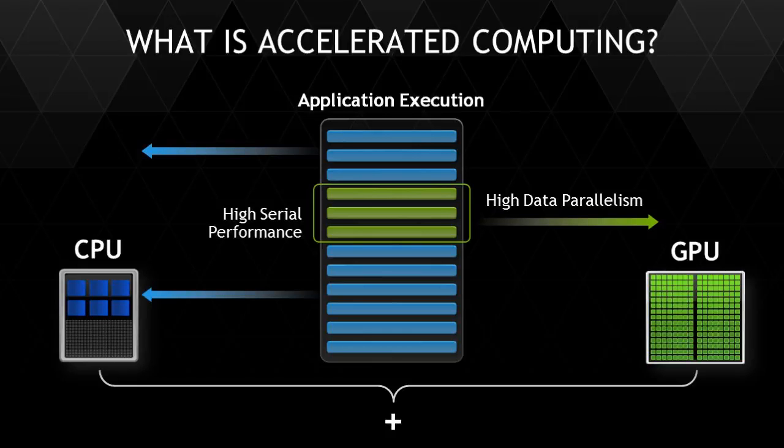And the thing to note about accelerated computing is that we don't want to force you to use one or the other of these processors, but really to use both of them together and to use the CPUs for their strength, which is high serial performance, and use GPUs for the bulk of your program where you have high amounts of data parallelism.